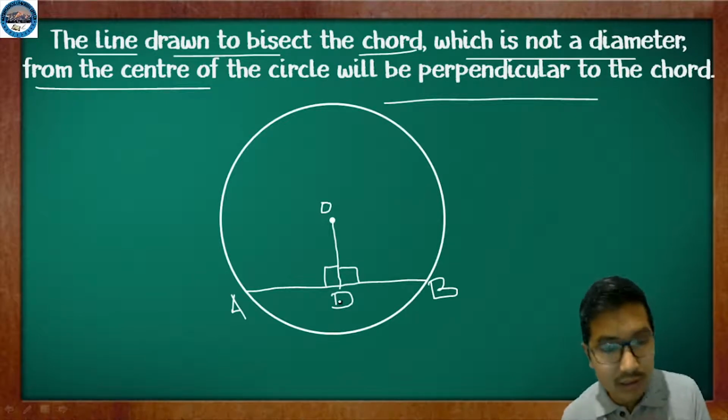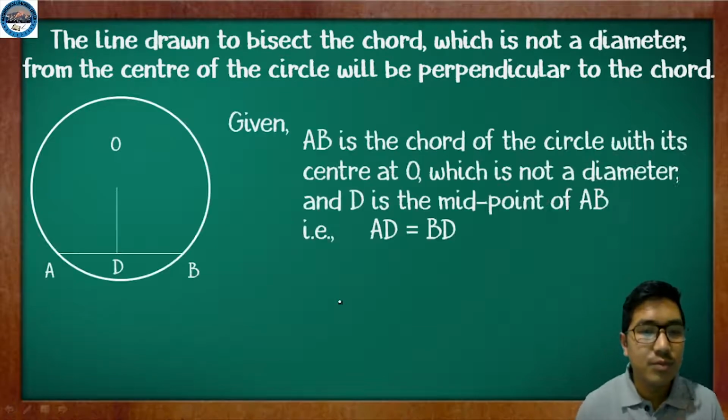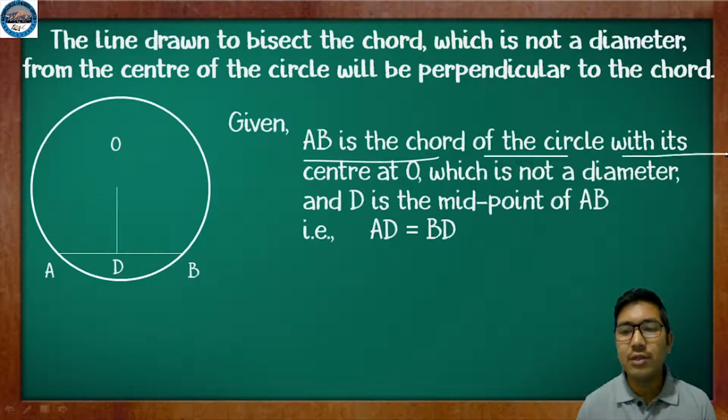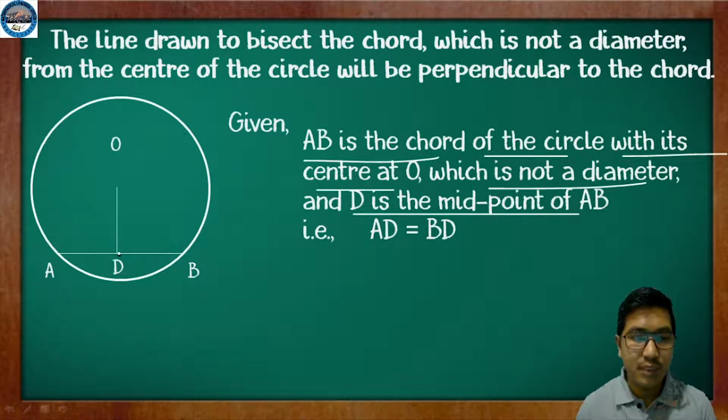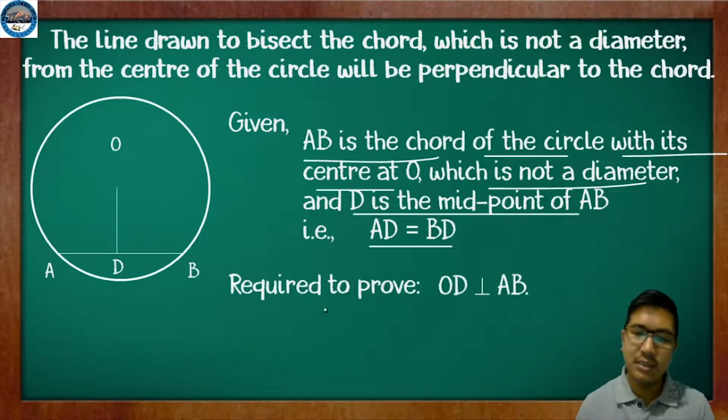So these are the things that we must write in given. In given, what we need to write is that AB is the chord of the circle with its center at O, which is not a diameter, and D is the midpoint of AB. So this point is the midpoint of AB, that is AD is equal to BD. And what is the thing required to prove? We need to prove that OD is perpendicular to AB.